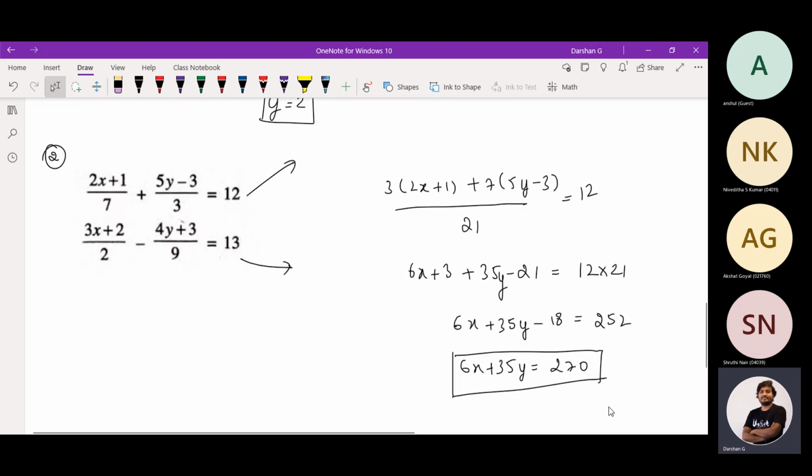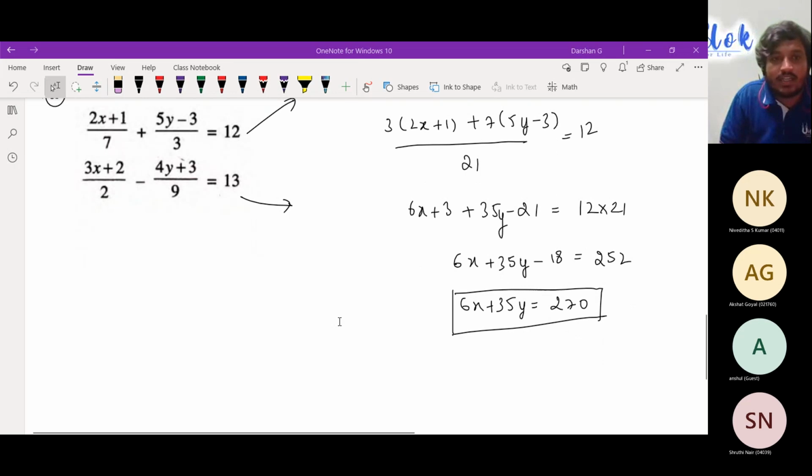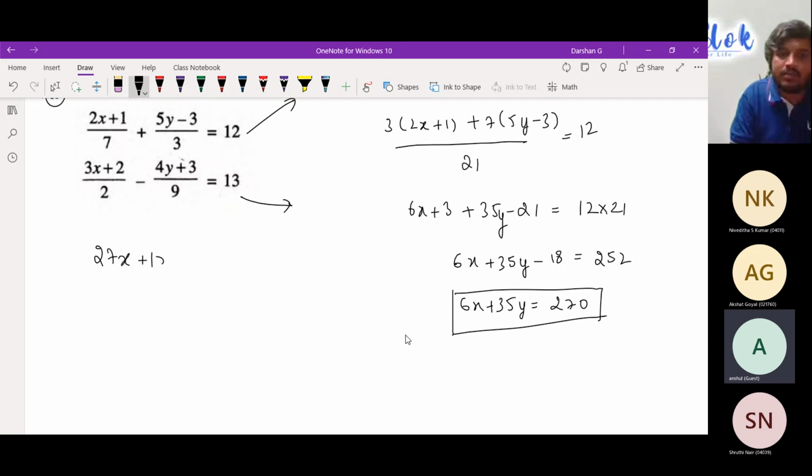So can anybody tell the second equation? Anybody with the second equation? Sir, is it 27x minus 8y equals 222? Okay. So can anyone confirm this? Yes, sir, it's correct. Okay, fine. So from here we know how to go about it.